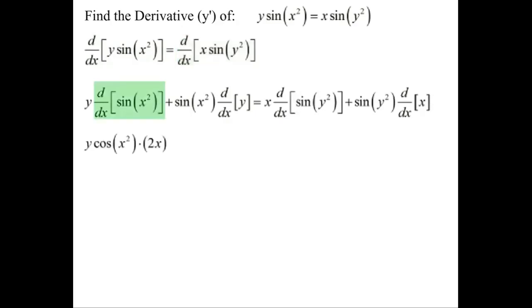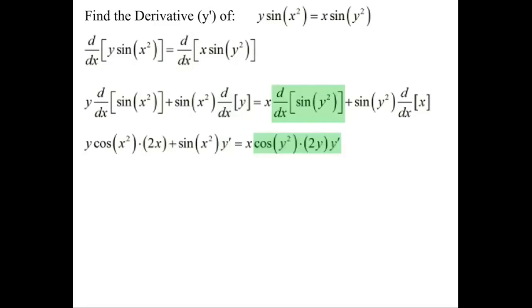So carrying out the product rule, we have that the derivative of sine of x squared is going to be equal to cosine of x squared times 2x after applying the chain rule, and the derivative of y is just y prime. Now going to the other side of the equal sign, we have that the derivative of sine of y squared is going to be equal to cosine of y squared times 2y times y prime. So notice that we actually applied the chain rule twice. And the derivative of x is just 1. This expression simplifies to the following.